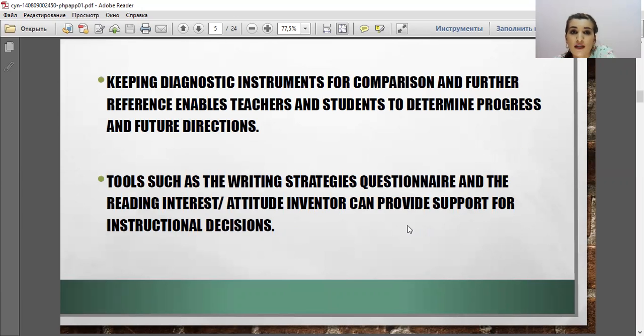So, keeping diagnostic instrument for comparison and further reference enables teachers and students to determine progress and future directions. It means when we test our students before the courses, we will analyze his level of knowledge, and during the education and at the end of the education or teaching our students, we will find out the progresses. And tools such as the writing strategies, questionnaire, and the reading interest attitude inventory can provide support for instructional decisions.